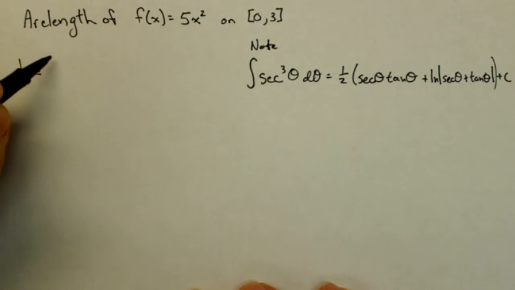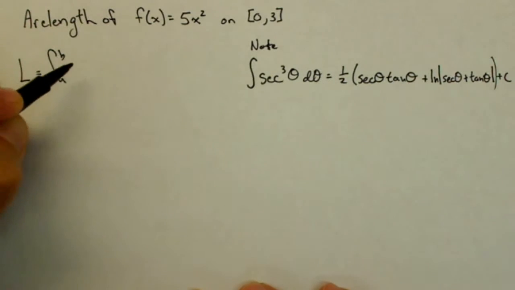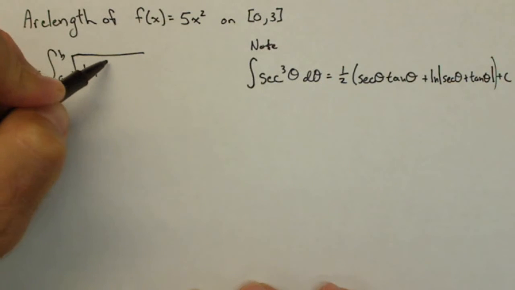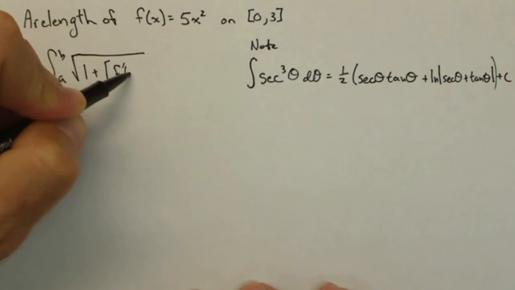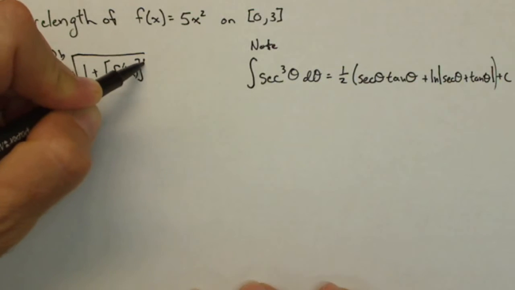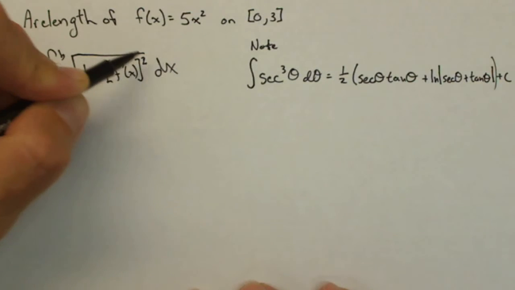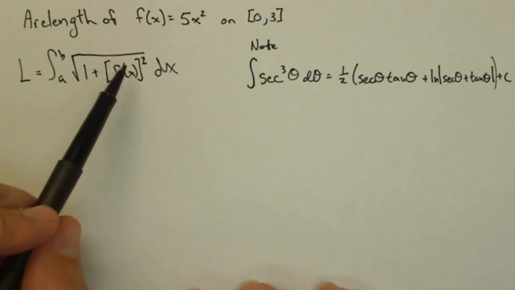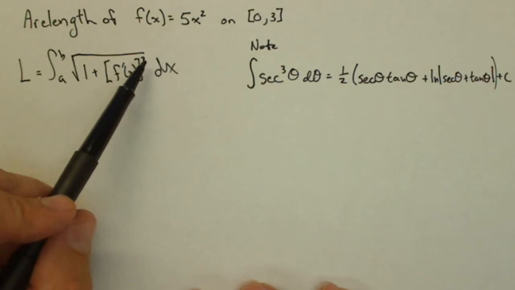Now, the biggest thing with arc length is to know the formula. So it's the integral from a to b of the square root of 1 plus f prime of x squared dx. Two most common things that I see mistakes on: either the derivative's not used here, the original function is, or it's not squared.